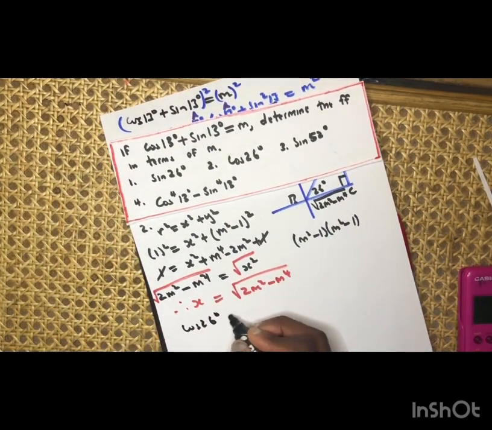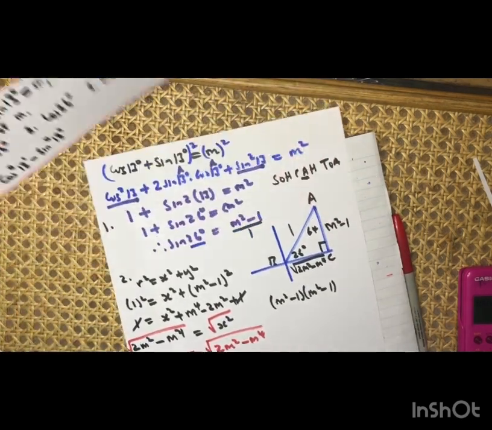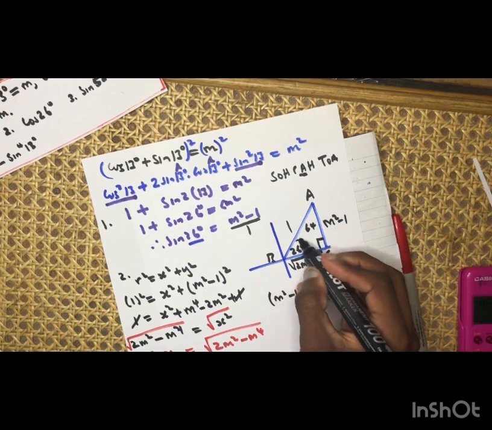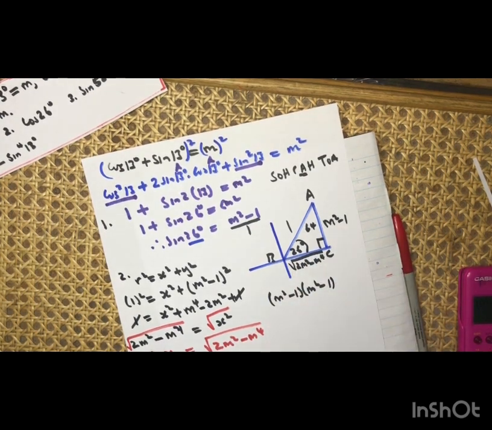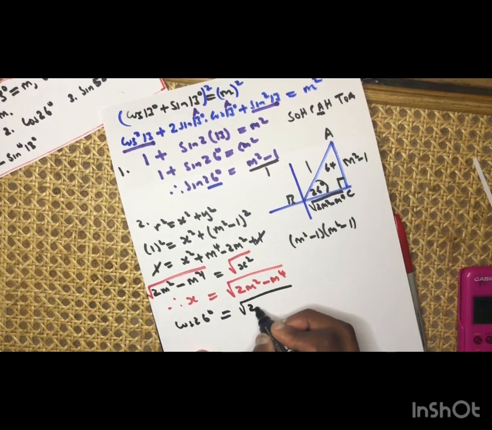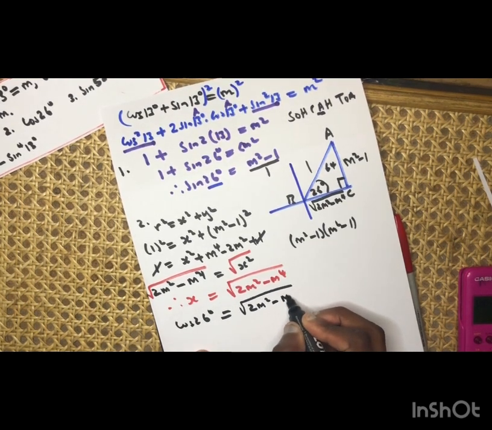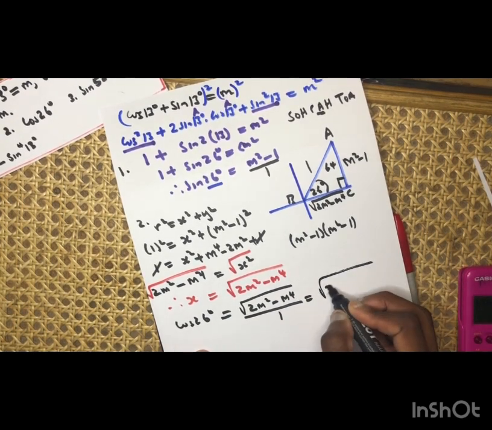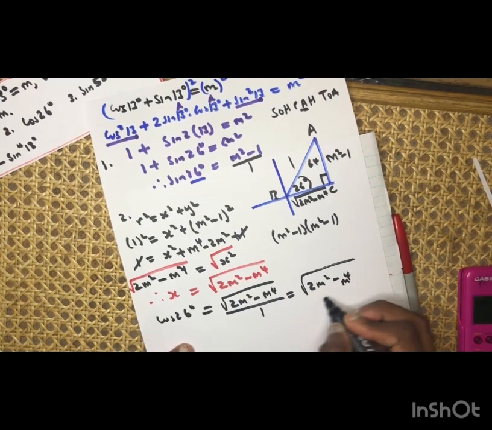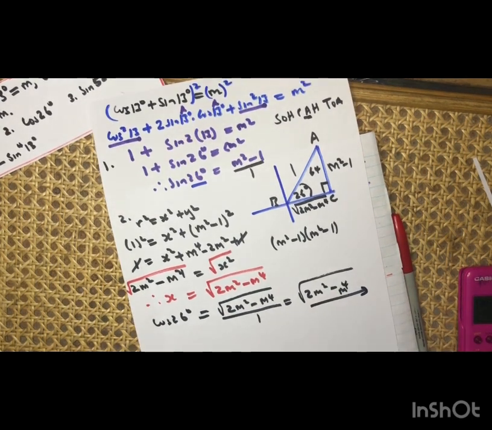So the cos 26, guys, cos is an adjacent over hypotenuse. So we find our adjacent if we're using 26 as a reference angle. So which is a square root of 2m squared minus m to the power 4 over 1, which is the same as square root of 2m squared minus m to the power 4. So then we are done.